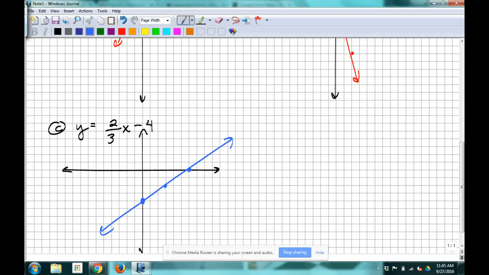Get that line. Is that consistent with a positive slope? Positive slopes go up and to the right, right? So check that as you're going. If you have a positive slope, your line should be going up and to the right. If you have a negative slope, it should be going down and to the right.